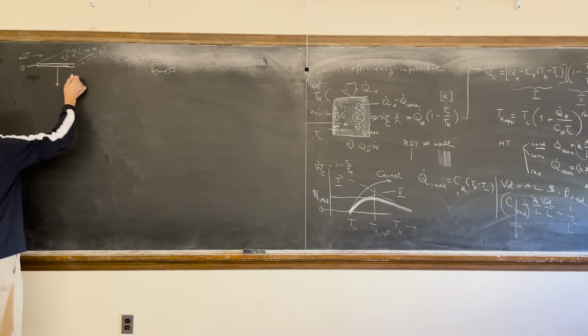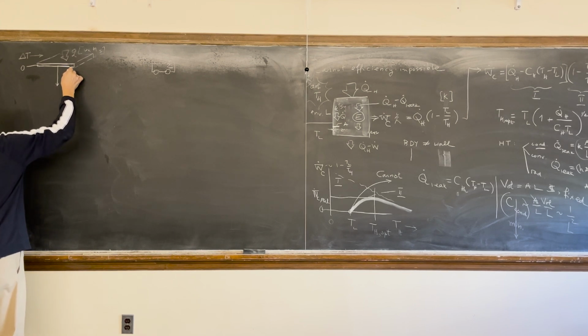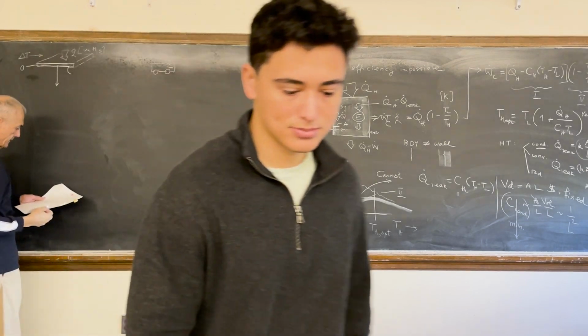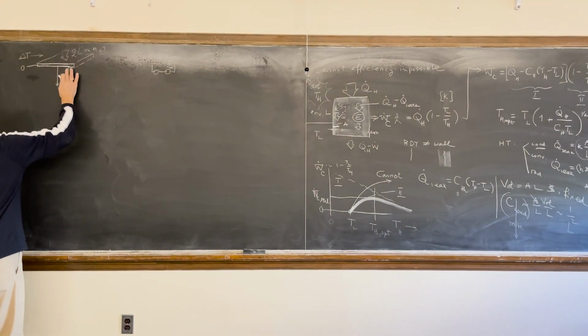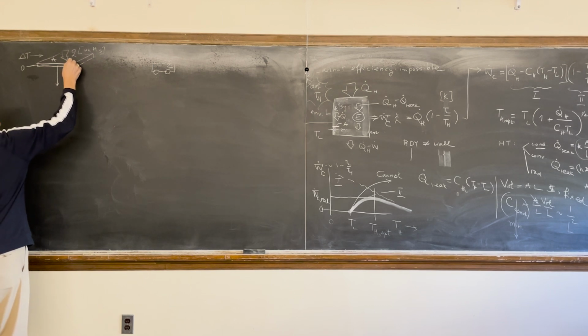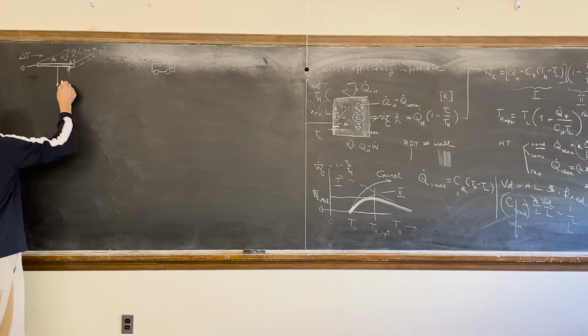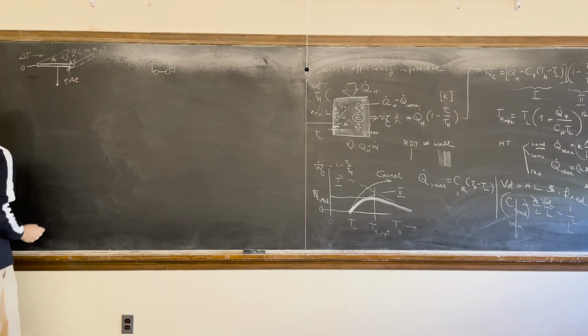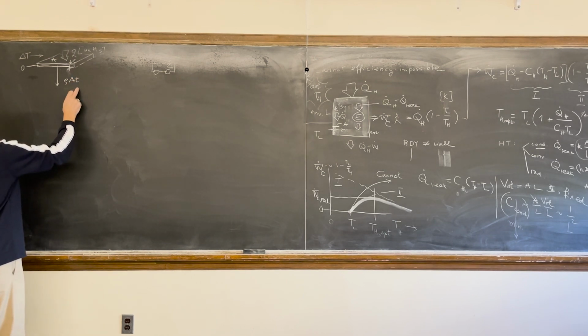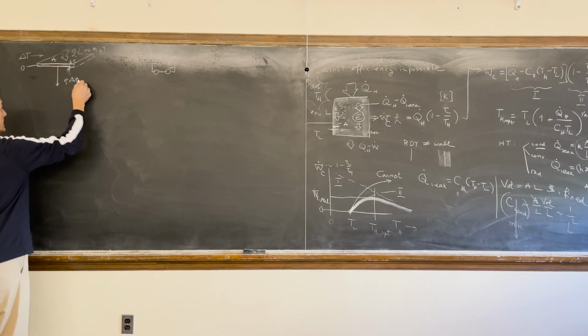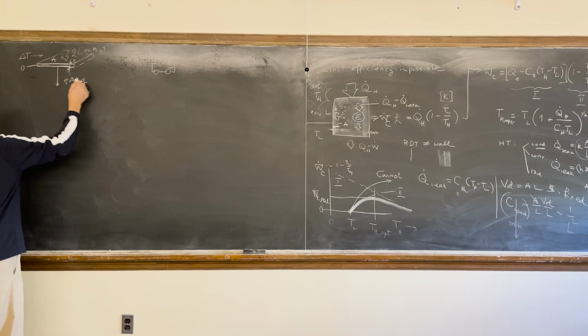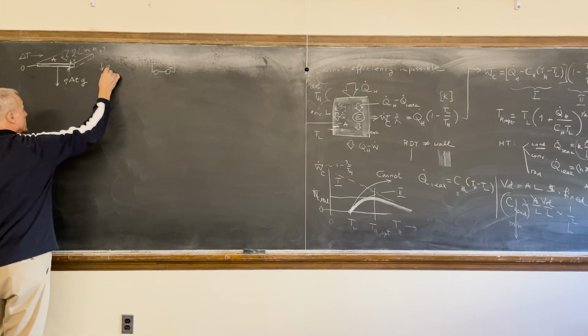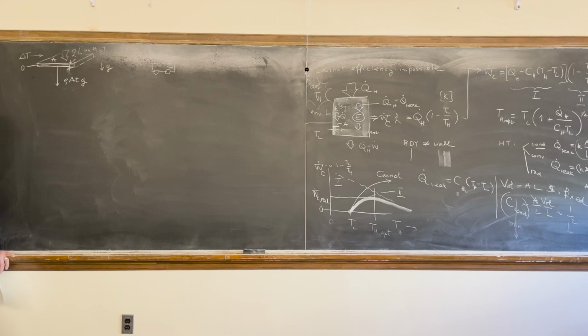The mass of it is the following: if the area of the heat exchanger is A, and the thickness is t, then the density times the volume makes the mass, times g. g is gravitational acceleration, and that is the weight of the object.